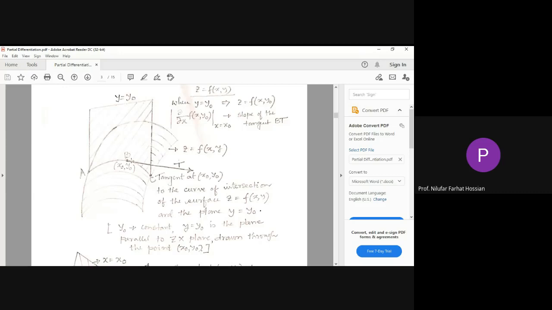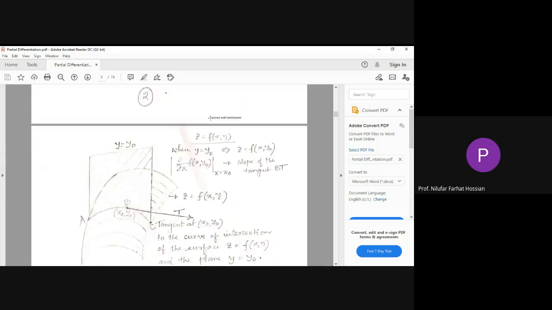So there remains only one variable, which is x. If you differentiate this function with respect to x only, where y equal to y naught is a constant, this differentiation is known as partial differentiation, because in this case you are keeping y constant and differentiating this function with respect to x only. This partial derivative will be equal to the slope of the tangent drawn at this particular point x0, y0 to the curve of intersection of this plane and this surface.